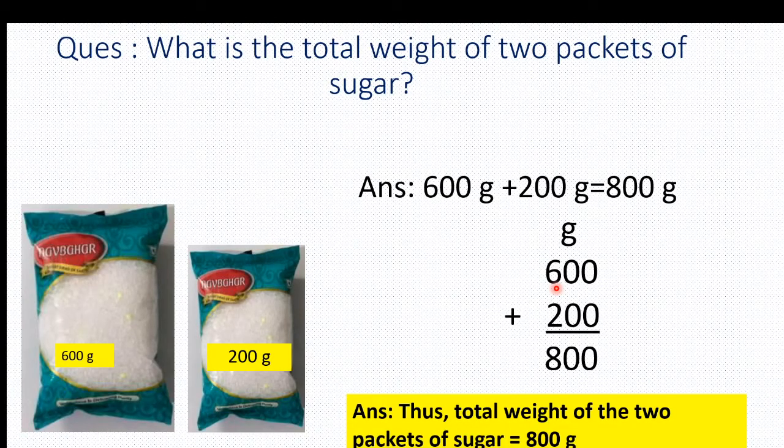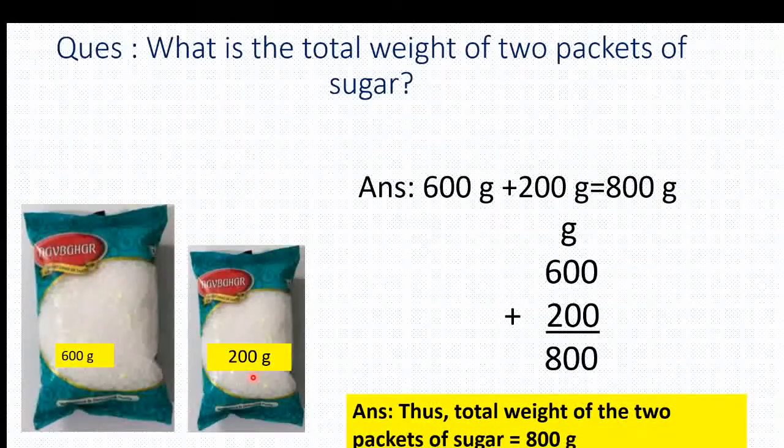Let's start. Look here children, the question is: what is the total weight of two packets of sugar? Here you can see this one is a big and heavy packet, and the weight of this packet is 600 gram, and the weight of this packet is 200 gram. You have to find the total weight. For finding the total weight, you have to do addition.